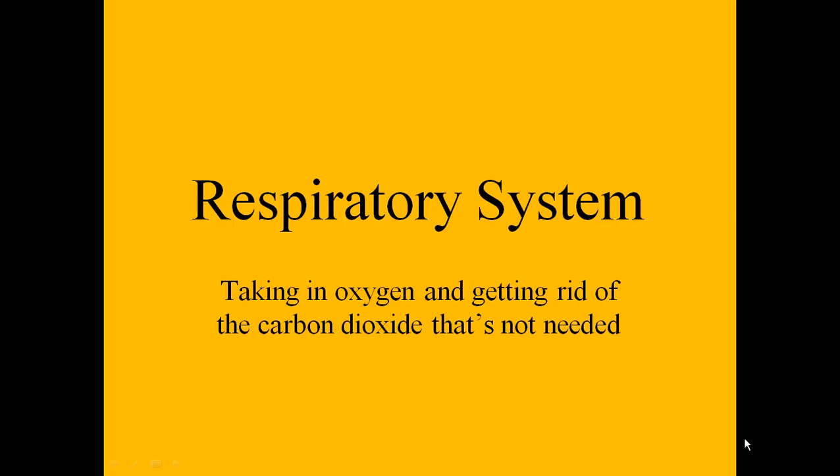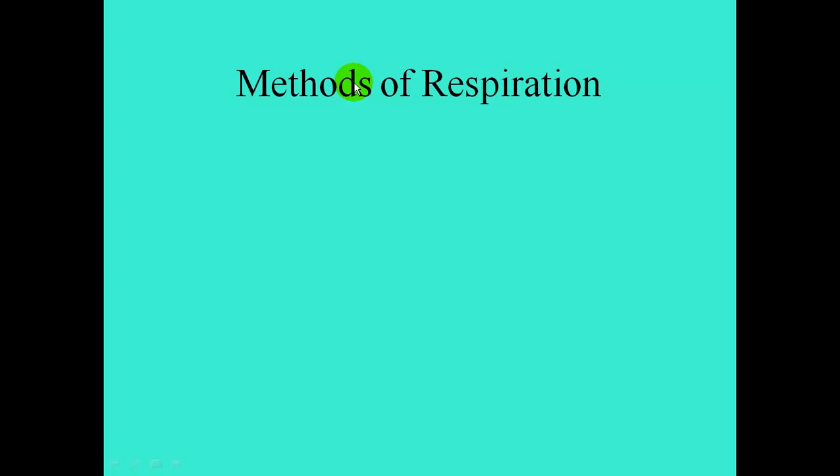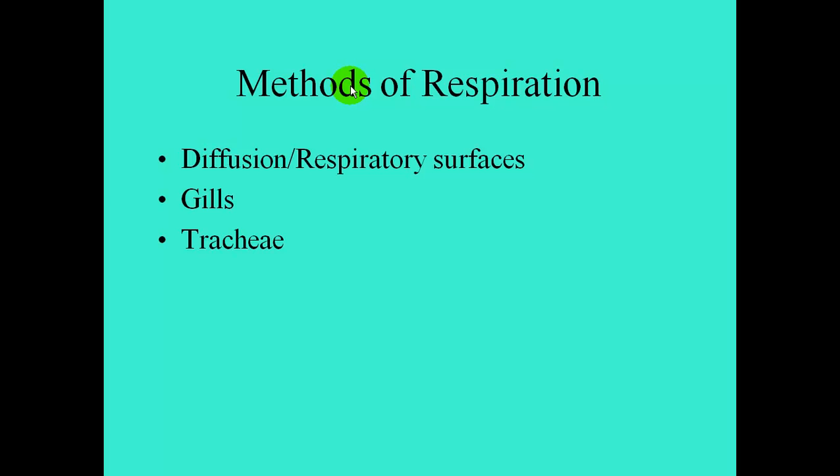Okay, this is the podcast for AP Biology, the respiratory system. Basically, the respiratory system is taking in the oxygen and getting rid of the carbon dioxide. There are 6 different methods for this process: basic diffusion, gills, trachea, air sacs, book lungs, and then regular lungs. So we're going to go through each one of these.